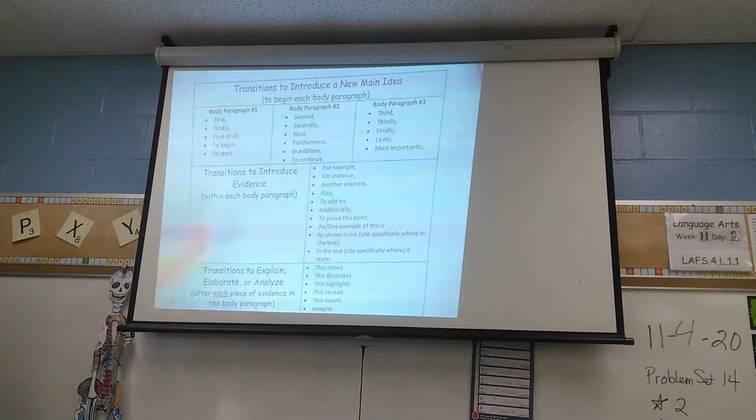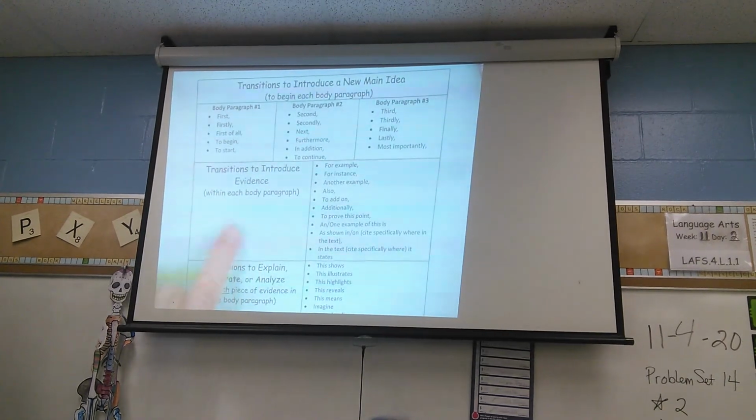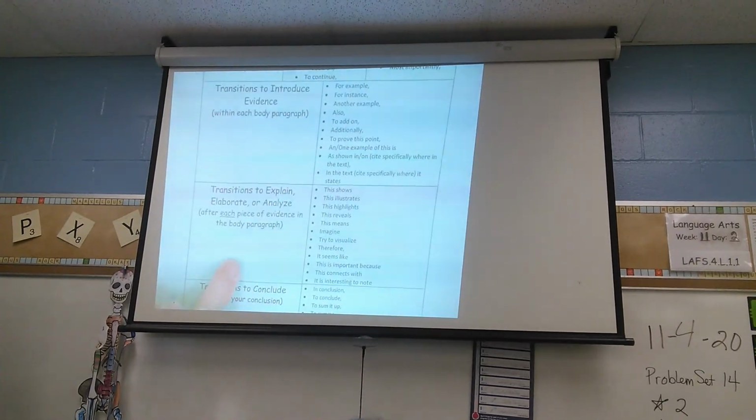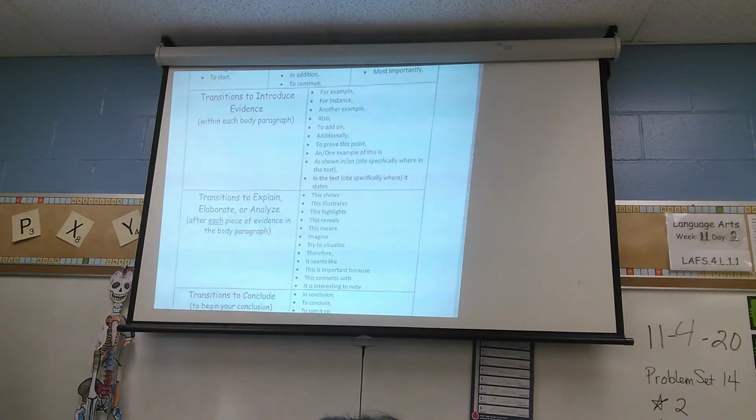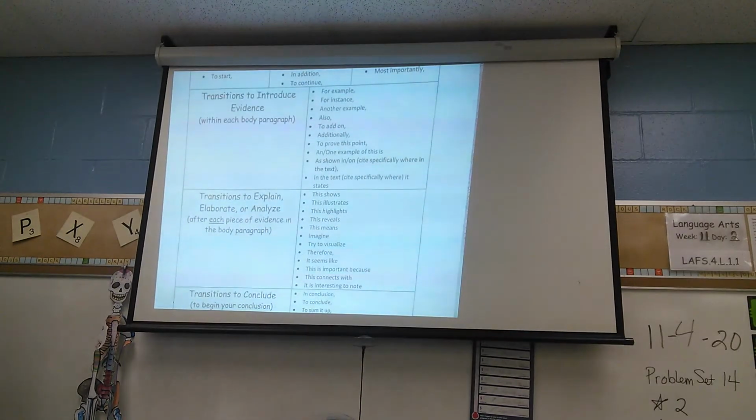All right. After you introduce your evidence, though, when you're ready to elaborate, you're going to move down here and you're going to think about, what does this show? What does this piece of evidence show? What does it illustrate? What does it reveal? What does it tell the reader, Eli? So you're going to use these. And remember, we talked yesterday about how we want to use a variety, right? We don't want to use the same ones all the time because it sounds like a robot has written it. And we don't want our writing to sound robotic.